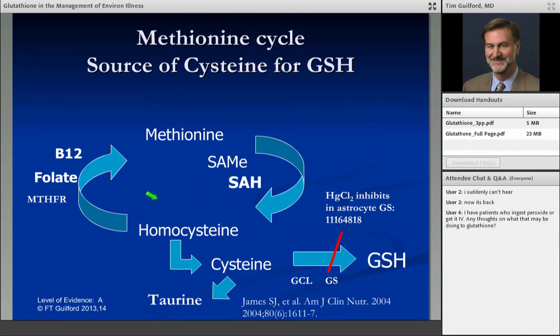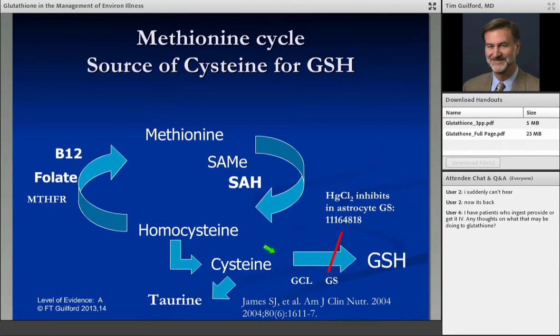If this cycle is going around on a constant basis and is active enough, then cysteine will be dropped off from homocysteine, which can then be used to form glutathione. So this is where we get the cysteine for glutathione formation. And this needs to happen in all our cells.